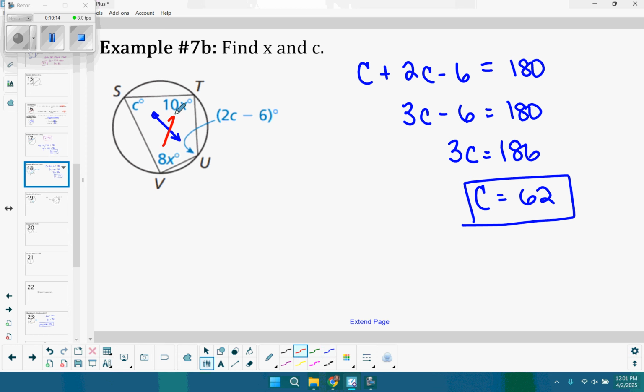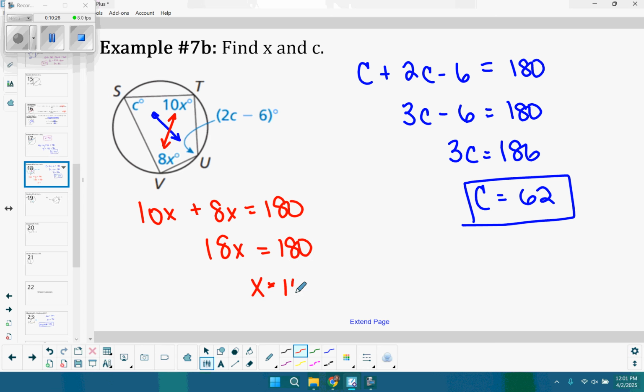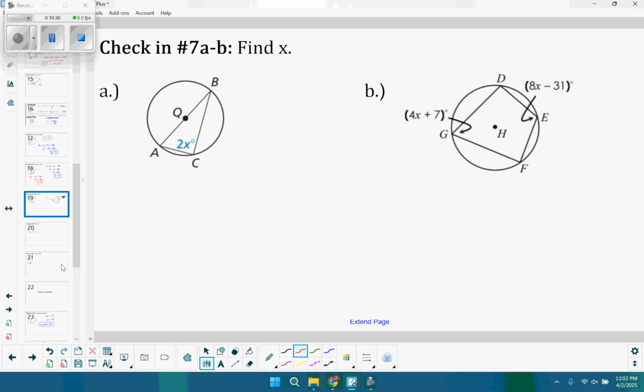And then 10x and 8x are opposite each other. So 10x plus 8x is equal to 180. So 18x equals 180. And x would equal 10. There's 2 check-ins here for you. You can pause. Answers posted on Google Classroom.